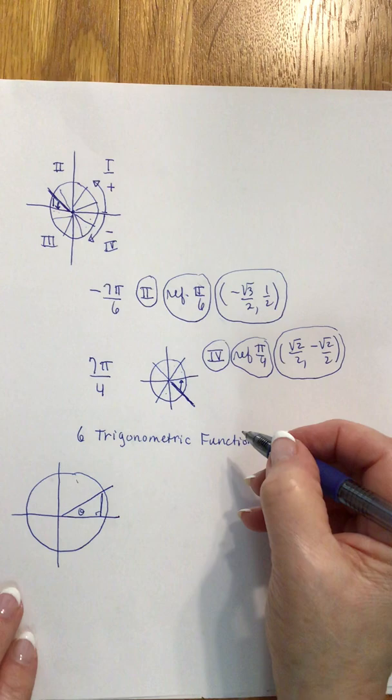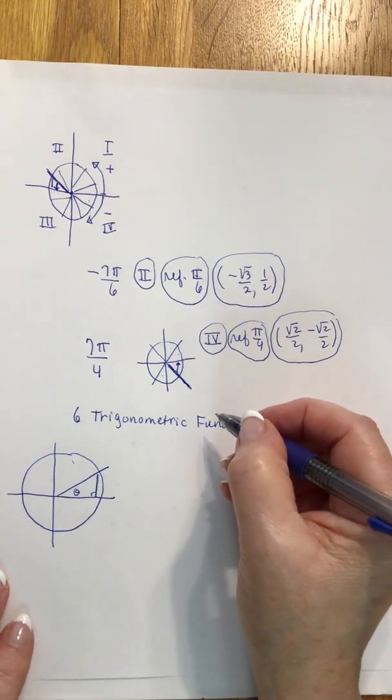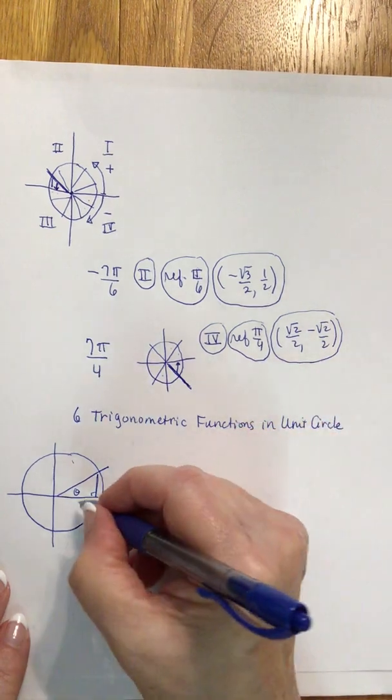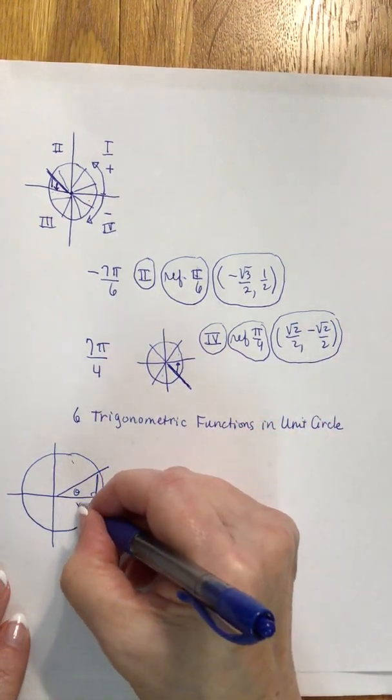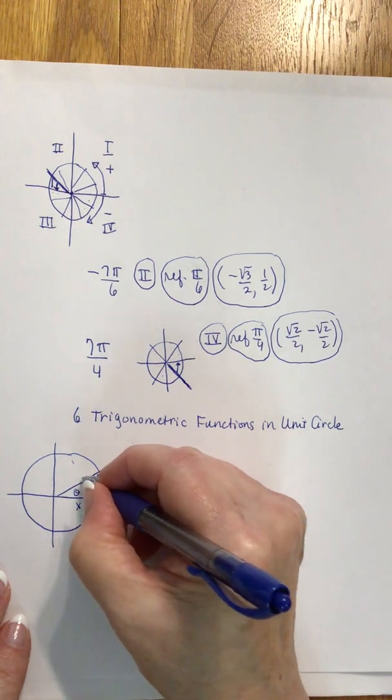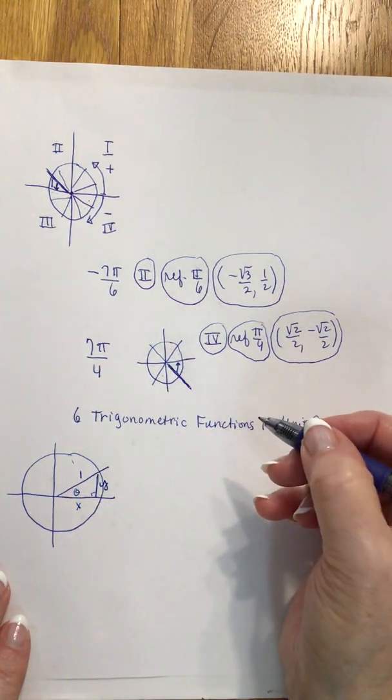Okay, give everybody a chance to draw the picture first. So this is across the x-axis, so that distance is x. This is vertical, so this is going to be y. And since we're in the unit circle, that's going to be 1.